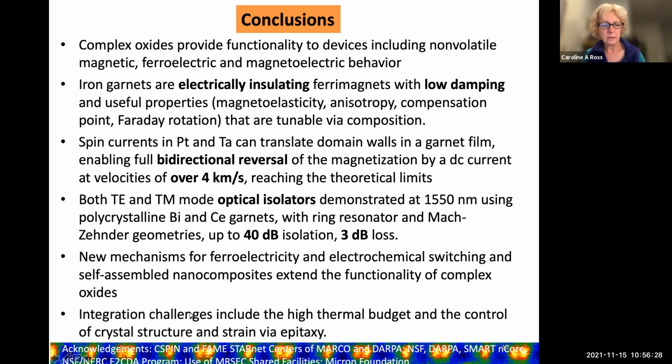So our challenges for devices are still to control the thermal budget and to grow the phase that we want on a potentially non-favorable substrate. But beyond that, these materials are just offering a huge range of additional properties which can make for very interesting devices going forwards. So thank you very much.